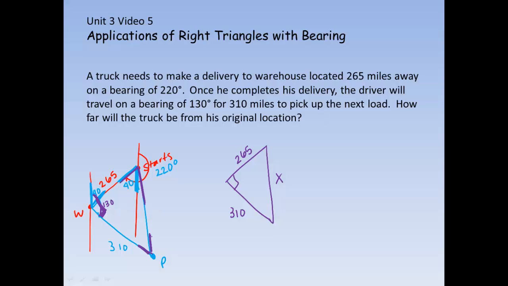So I'm left with using the Pythagorean theorem. The important part of us using this is using our bearing is we had to decide where our 90-degree angle was. We found it to be between the 265 and the 310. So my Pythagorean theorem would be 265 squared plus 310 squared to equal x squared. So let's go ahead and find out how far he is from his original location.